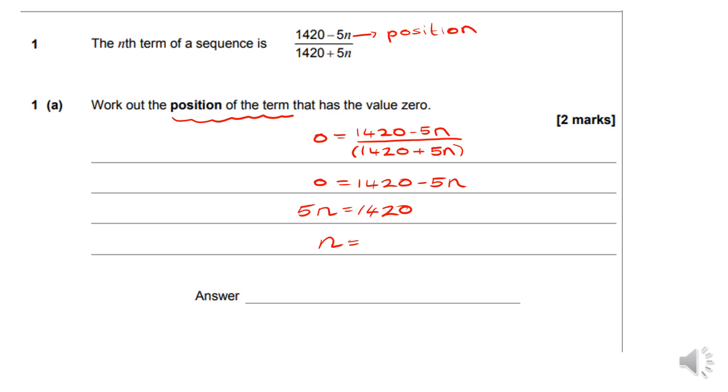I feel like I should really be able to do that in my head. It's a calculator paper, so make sure that you're relying on your calculators a little bit. Lean on them, but make sure that you're showing all of your working out through this. So n is 284, so it would be the 284th term.